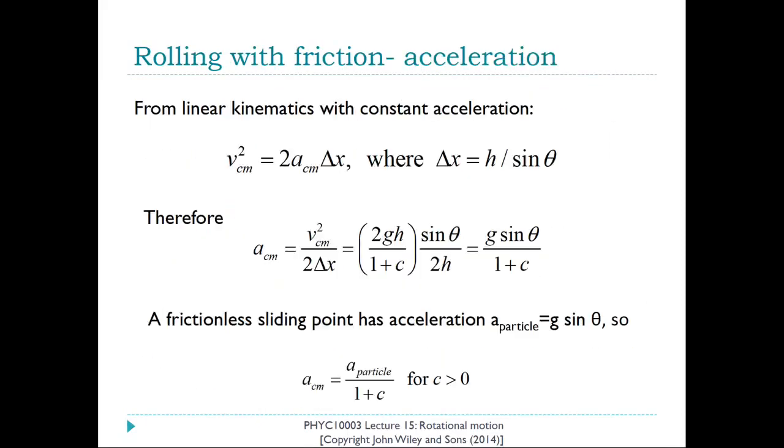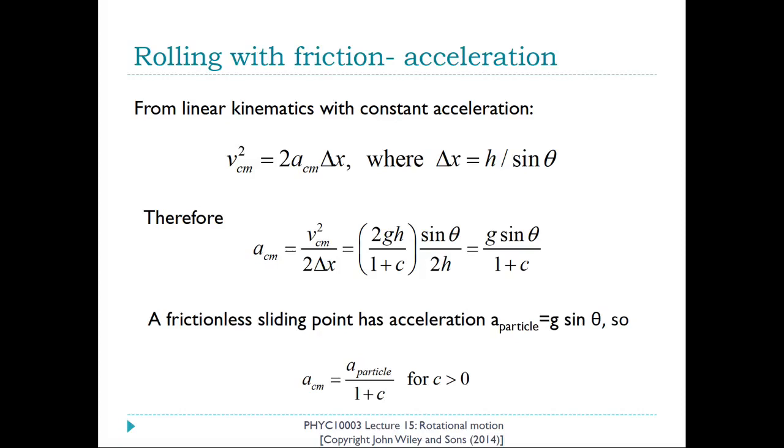So from linear kinematics with constant acceleration, we go back to earlier in the semester when we derived our kinematic equations. One of them talked about our velocity with respect to position. It was independent of time, just with respect to position. And that equation, as you'll remember, was the final velocity squared minus the initial velocity squared is equal to 2 times acceleration times that change in position.